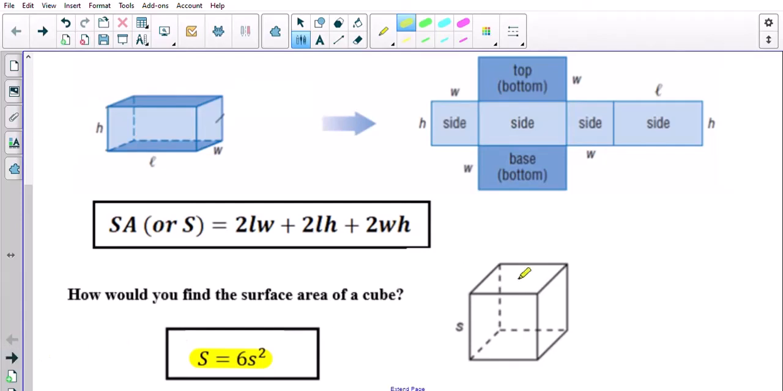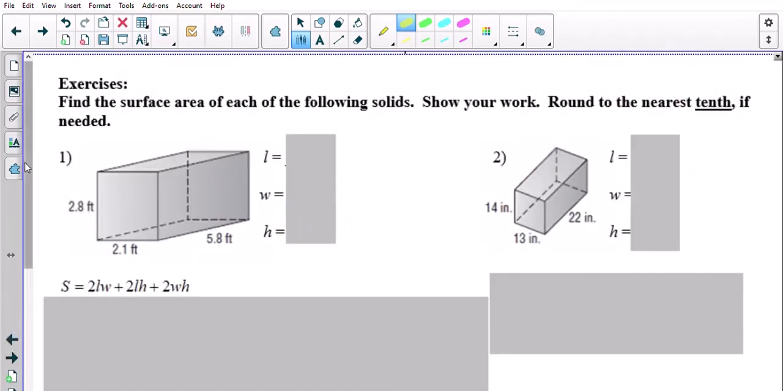And I do want to mention that for the cube, you can use this formula up here, the 2LW plus 2LH plus 2WH. It's just a whole lot more work, although the length, width, and height will all be the same. So you'll get 3 products that are equivalent. Let's go ahead and take a look at a few practice problems.